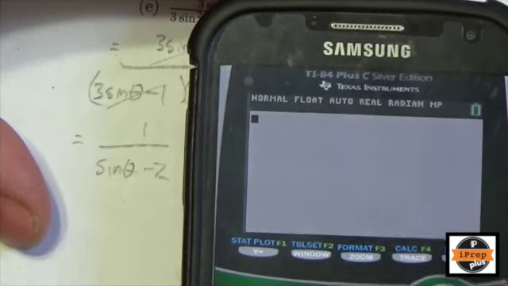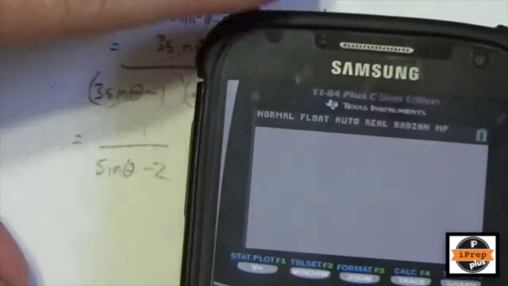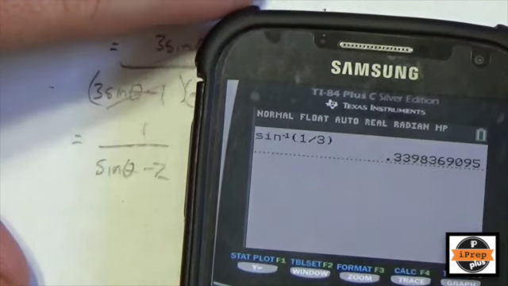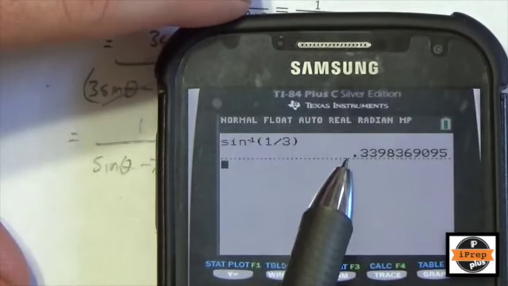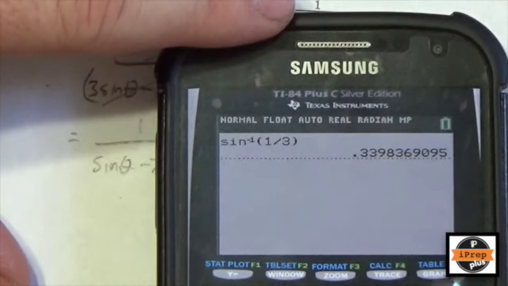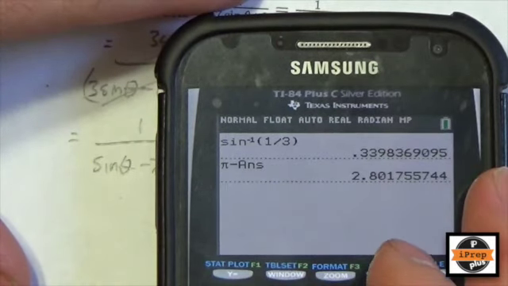What we're going to do here is figure out where sine of theta goes to 1/3. So that will be the inverse sine of 1 divided by 3. My first answer to the nearest hundredth, let's say, is 0.34. That's in the first quadrant. Sine is positive in the first quadrant, so I'm going to want to figure out what that second quadrant angle is as well. To the nearest hundredth, that's 2.80.